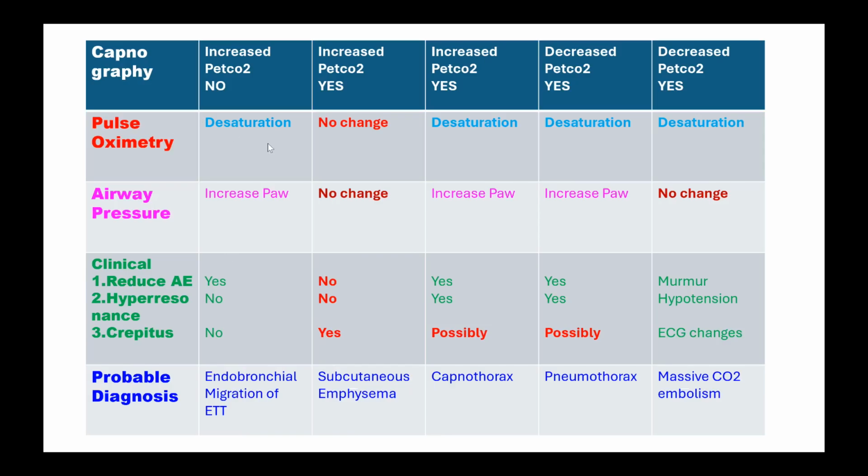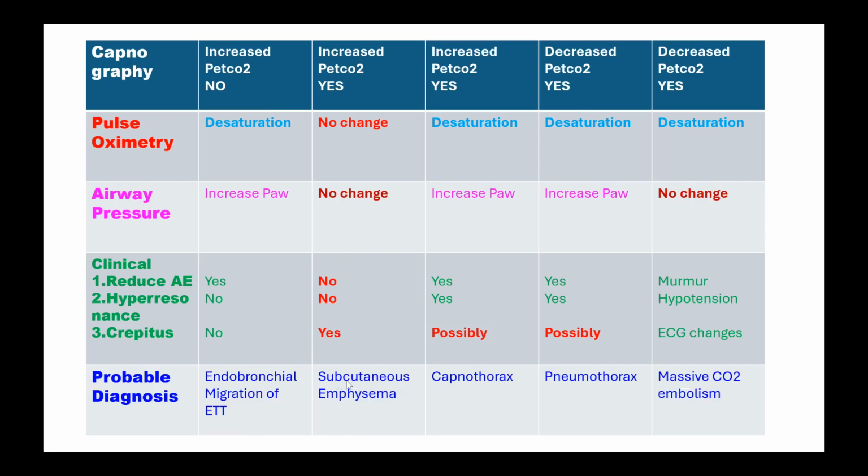Patient will not have increased PETCO2. Desaturation will happen, increase in airway pressure will happen, clinical reduction in air entry, and hyperresonance will not happen unless there is a pneumothorax, and crepitus will not happen. And so you will have mainly desaturation and a normal EtCO2 in initial stages, but increased airway pressure will be there if there is an endobronchial migration.